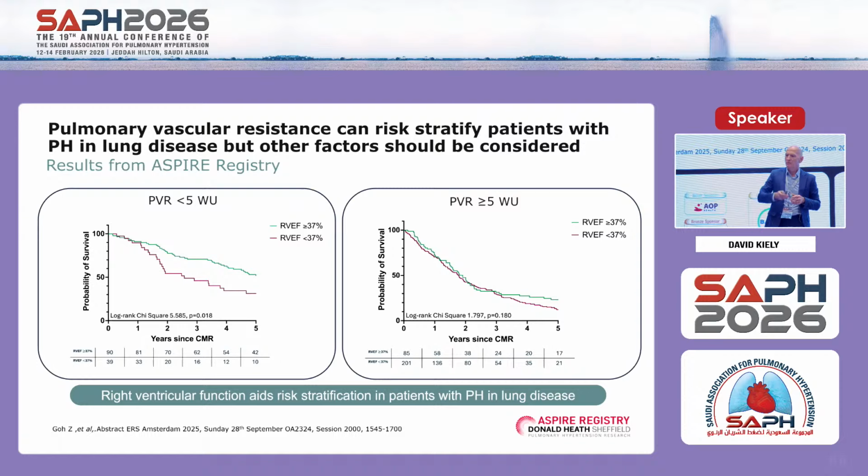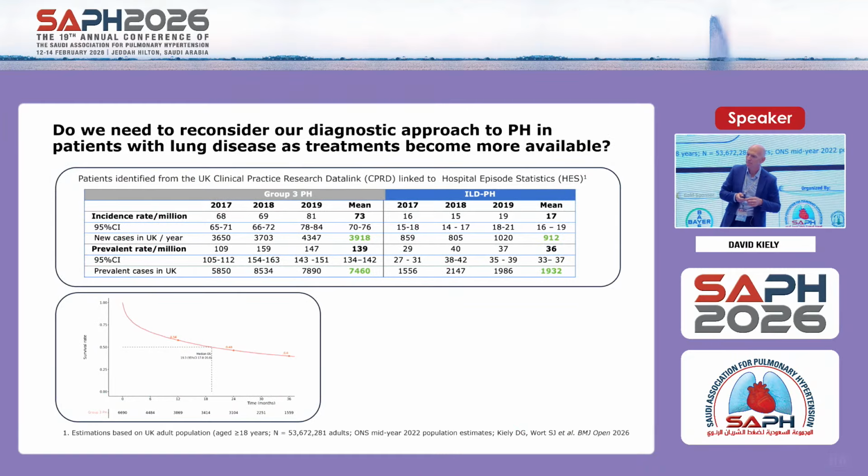And this is some unpublished data from our ASPIRE registry in patients having cardiac MR imaging, showing that in patients with a low pulmonary vascular resistance, less than 5 Wood units arbitrarily defined, those patients who get impairment of right ventricular function have a significantly worse survival. So we don't want to rely on just a single measurement.